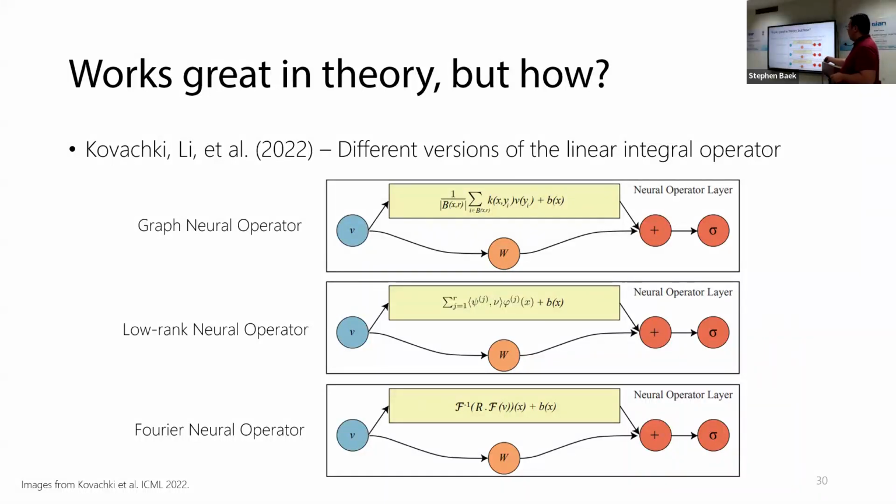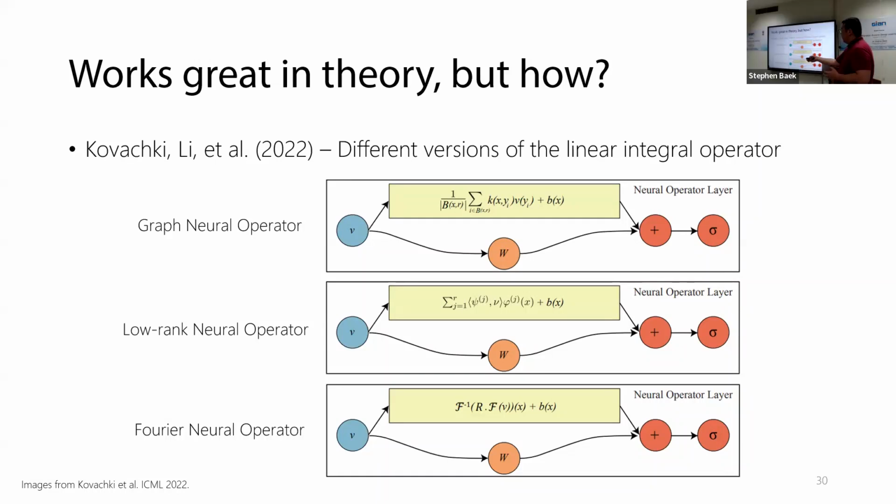The low rank neural operator is a slightly different approach where, because the kernel function and the integral are difficult to evaluate, we perform what's called a low rank approximation of those complex functions. That is the idea behind the low rank neural operator.